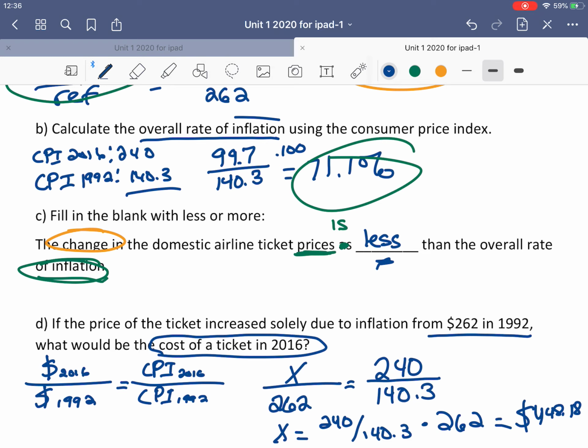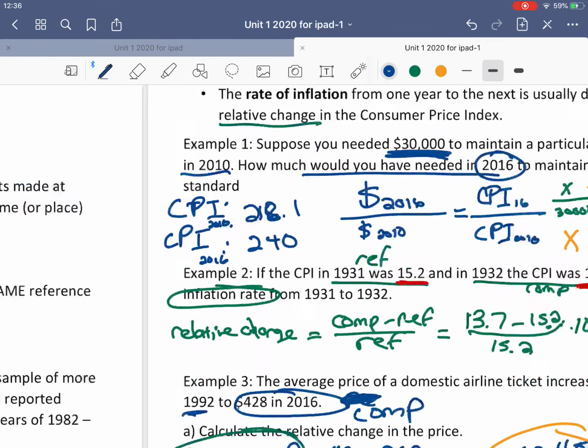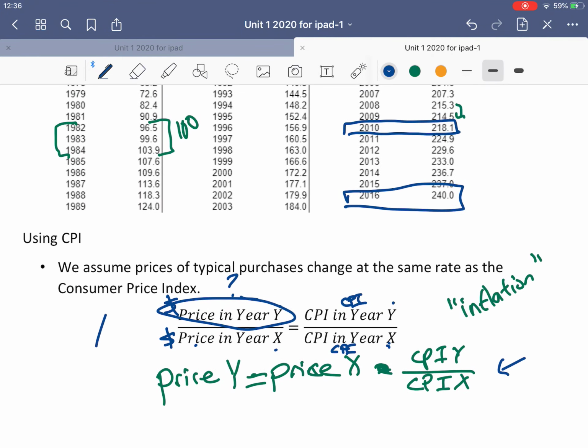Okay, you need to practice with these. You will have a CPI chart, so have that handy, and you will have the formula that we've been using. Oops, this one. So keep those in mind as you work through these problems.